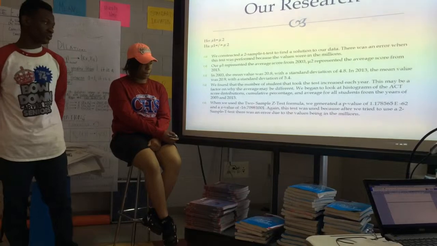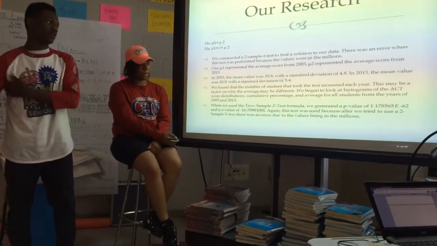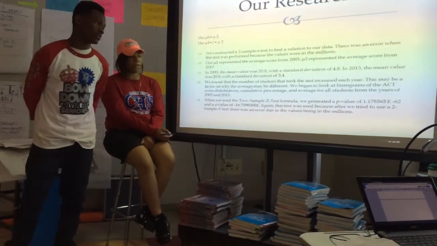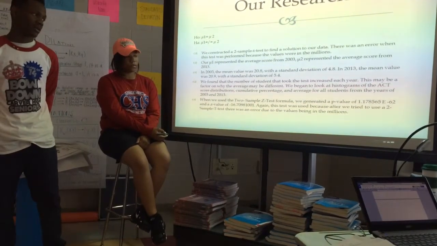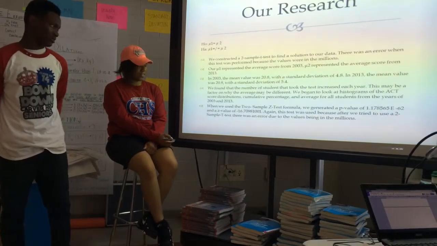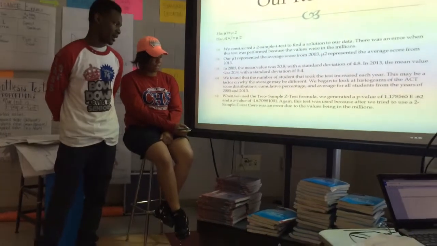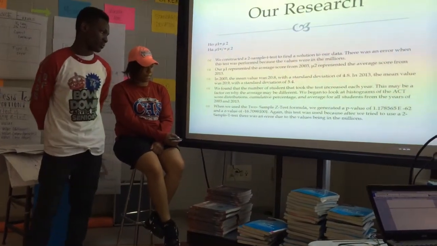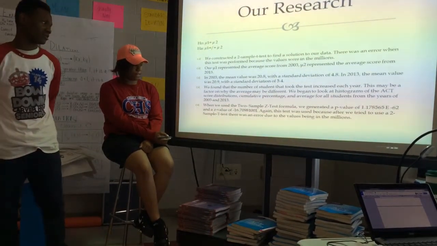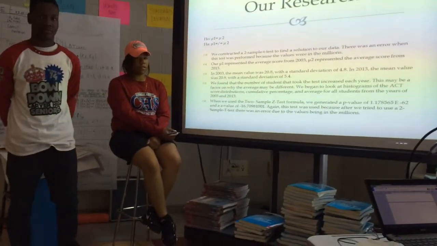We then used the two-sample z-test formula when there was an error with the two-sample t-test. We generated a p-value of 1.178565 e negative 62, and a z-score of negative 16.709801. Again, this test was used because we tried to use a two-sample t-test, but there was an error due to the values of the numbers being so large.